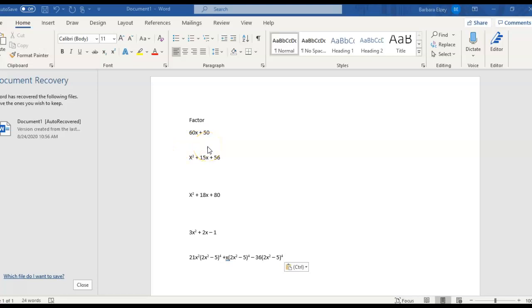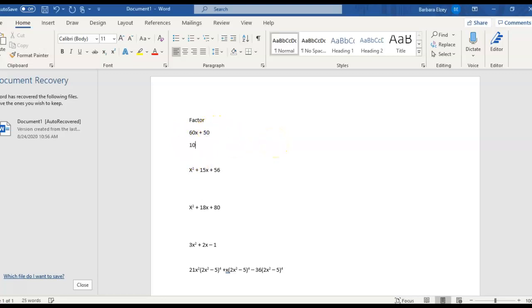All we can do is take out a greatest common factor here. So what goes into both 60 and 50? Well, 10 does. So let's take out a 10. And when we take out a 10, 10 into 60 will leave me a 6, and my x is still there. And 10 into 50 will leave me a 5. And that's it. And it's done.